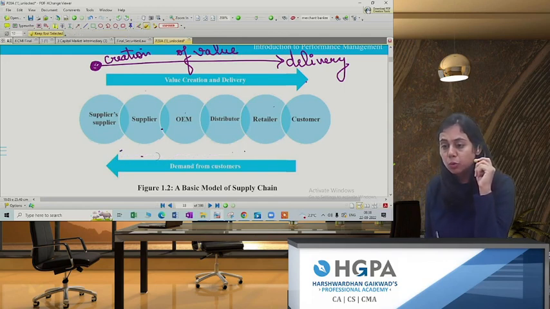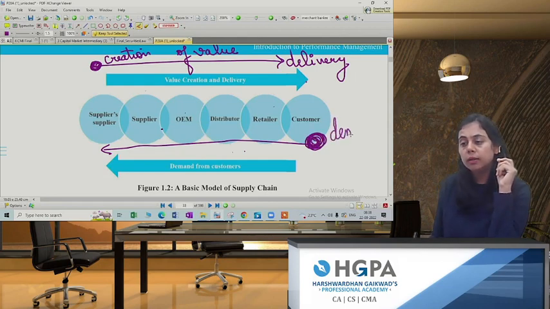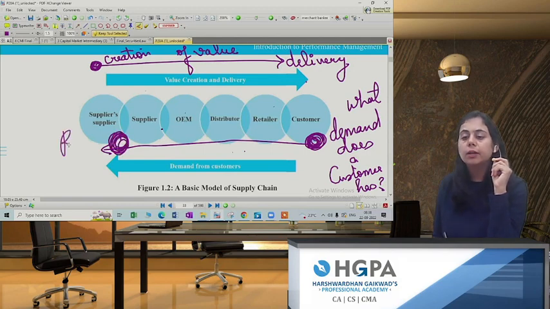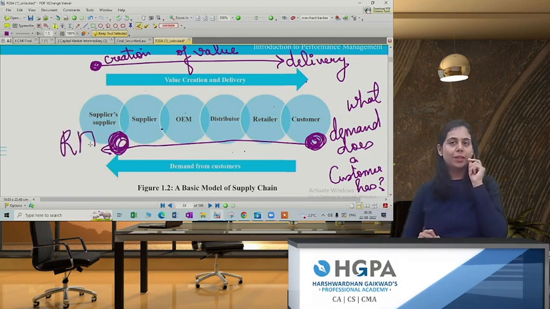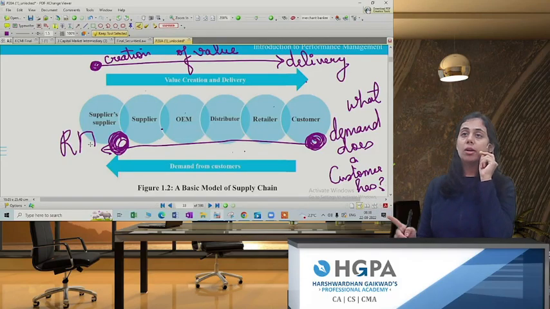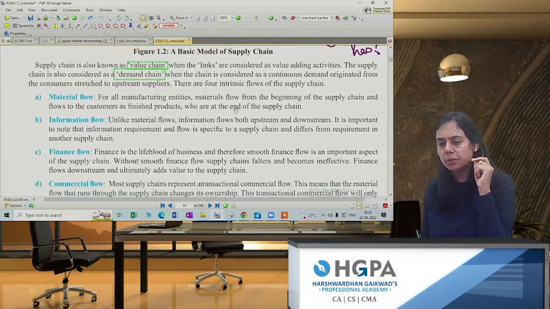When the arrow is moving from customer to this side, here you start with the customer. So what does the customer demand? Whatever the demand of the customer is, accordingly raw material will be procured. So there are always two angles in the paper. The first angle is you're creating the value for the customer, but the second angle is whether you are making the product that the customers are demanding. That's it. This is the basic concept which is being explained here.